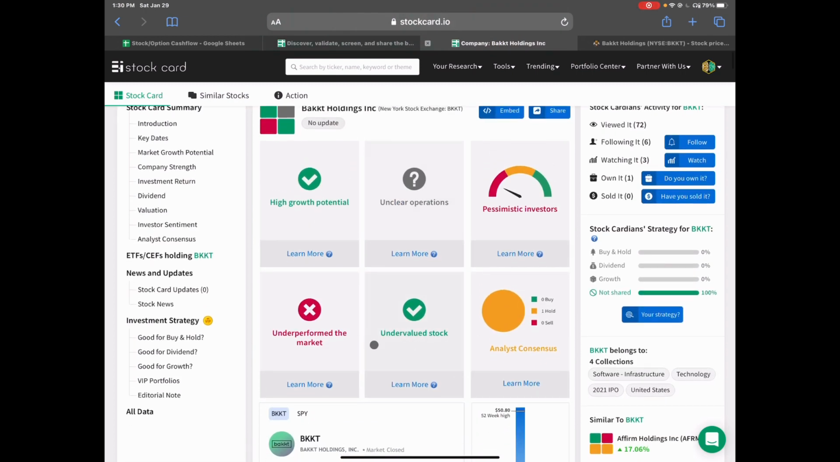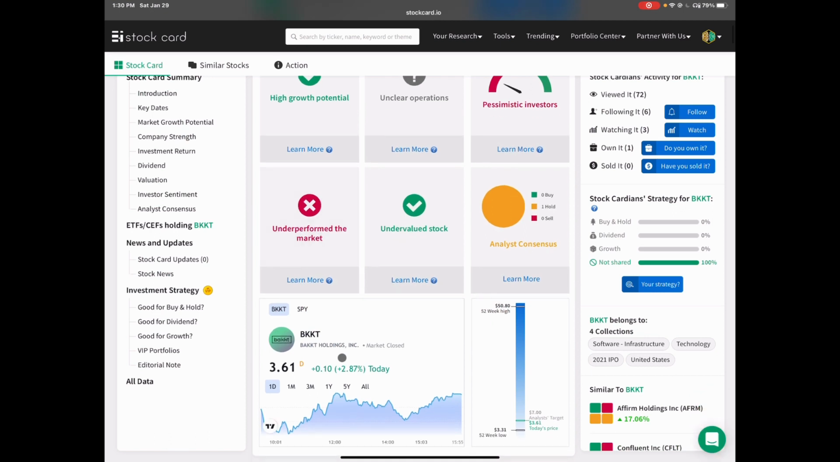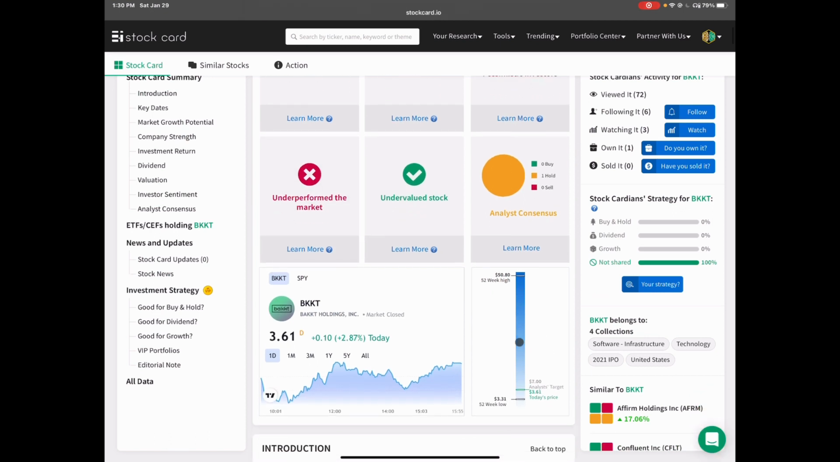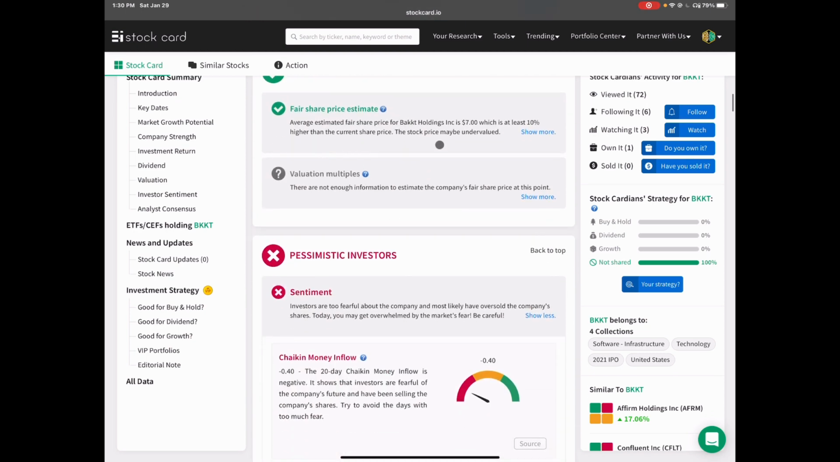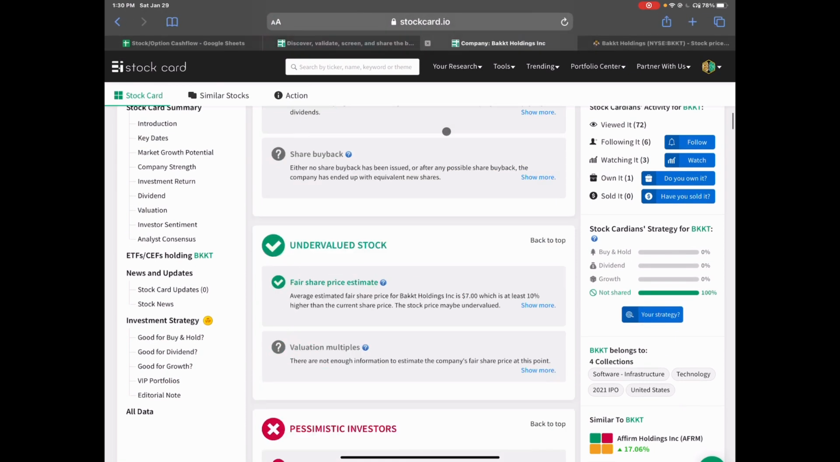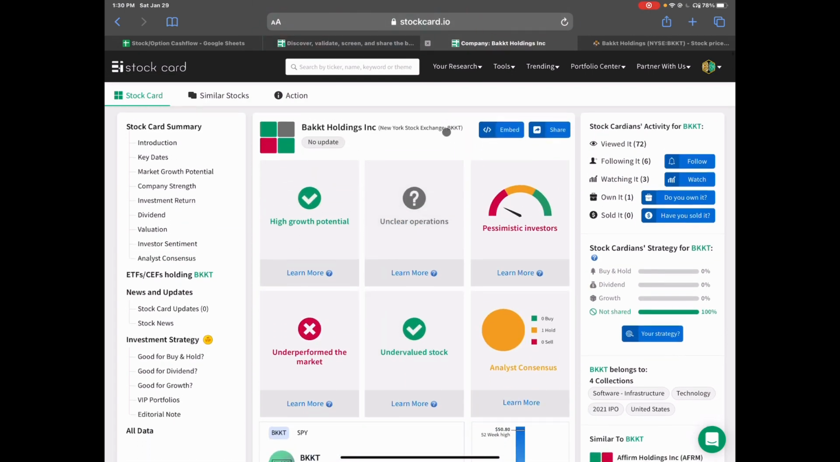And lastly, it's underperformed the market, obviously, because it's just been beaten down. We can see here that the highest it's ever been was 50, and this is the lowest it's ever been. Again, opportunity. That's how I see it. And then here we have a nice little thing that shows us that it's an undervalued stock. It says here that the average fair price is about $7. This is some information that I'm not going to dig too deep into.